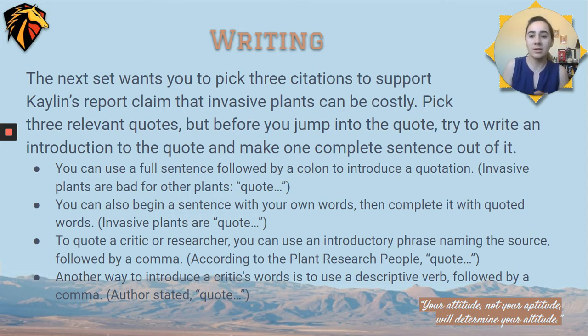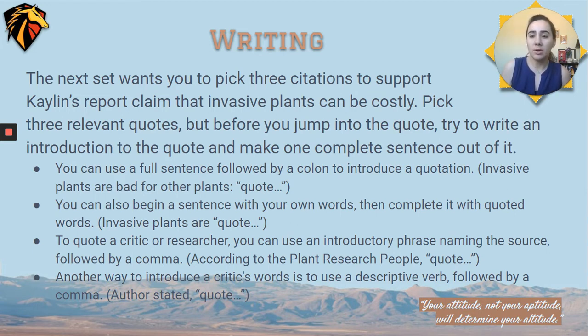So the first idea is to just have a sentence that introduces the quote, end that sentence with a colon, which is 1 dot on top of the other, and then you have the quote exactly as it appears in the text. So that would be an example like, invasive plants are bad for other plants. That's a whole statement on its own. You put the colon in, and then you can throw the quote after it. Technically, that counts as a sort of compound sentence.